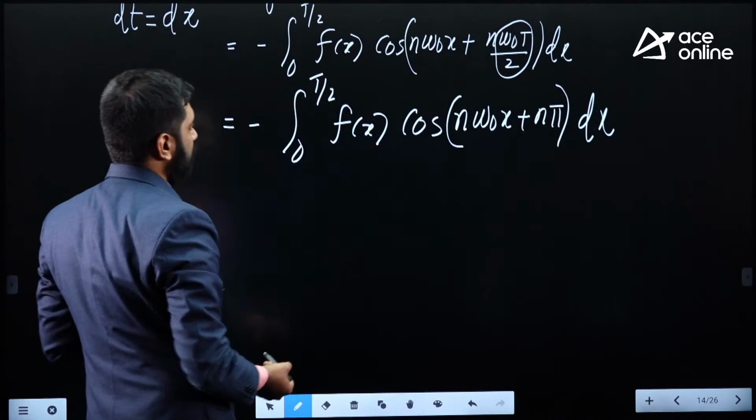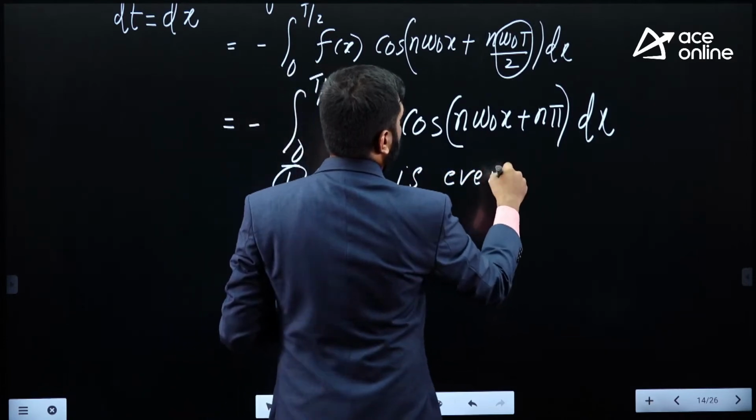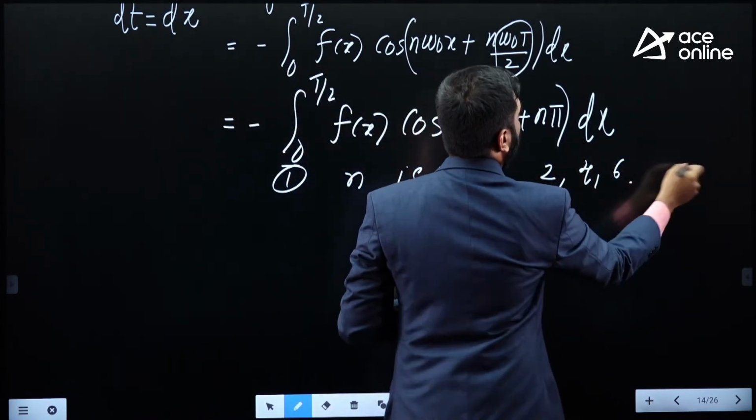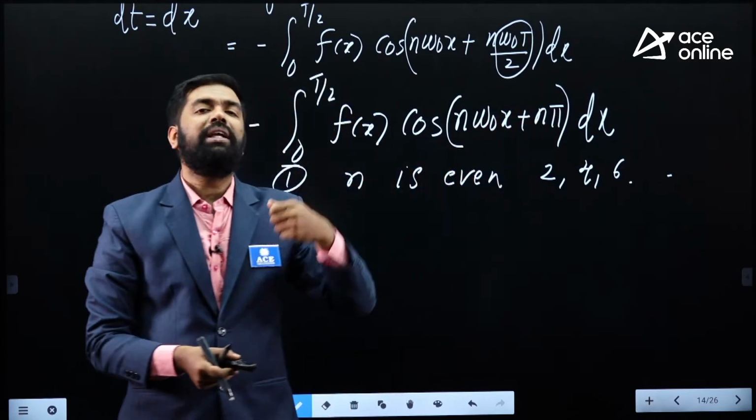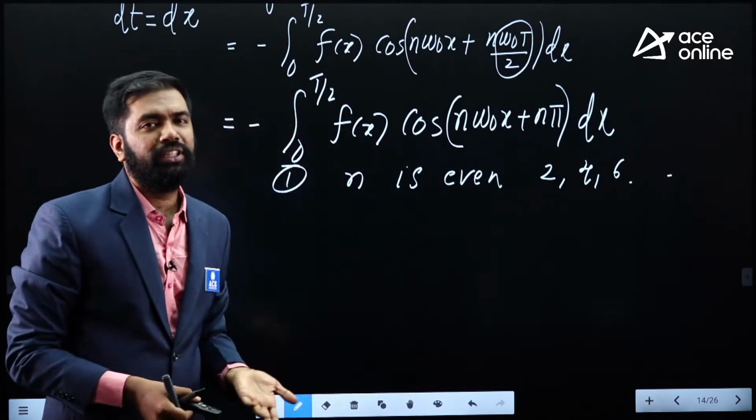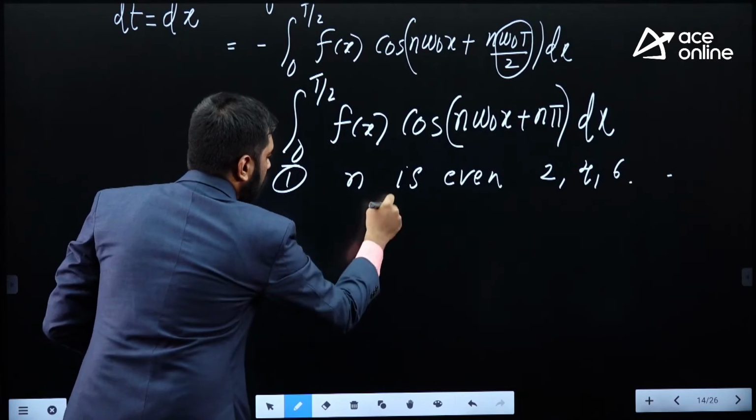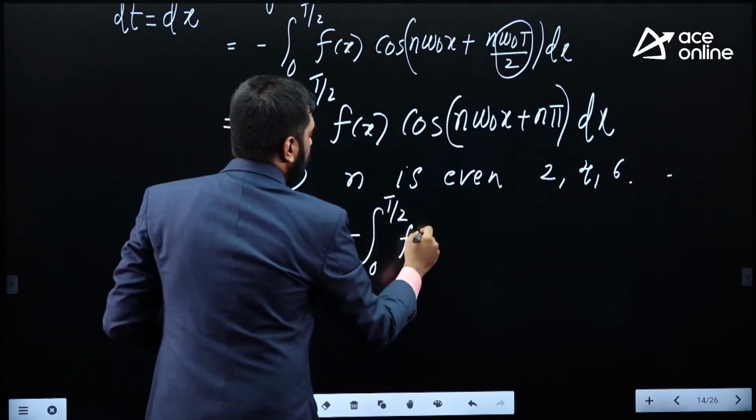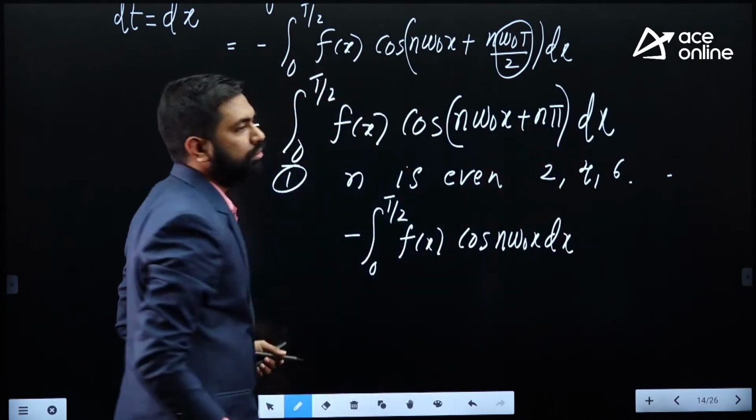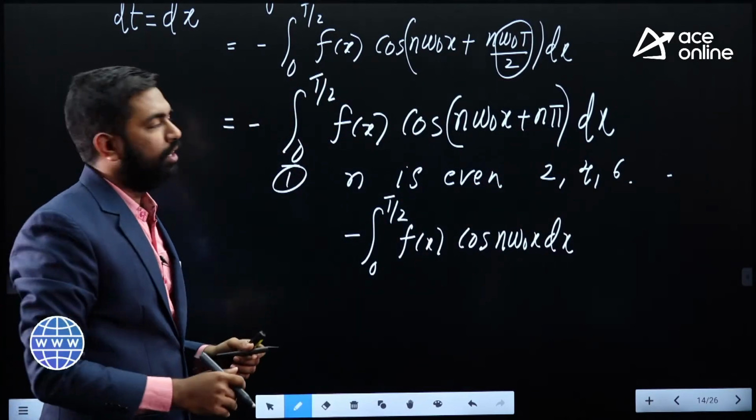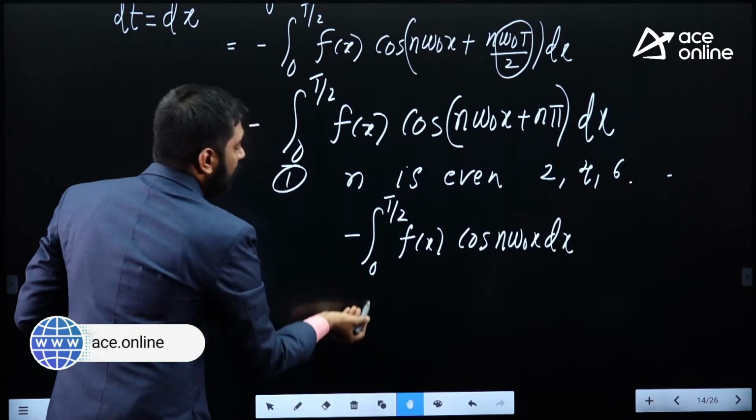If n is even, what happens? Case 1: n is even, like 2, 4, 6 and so on. When n is even, for example, if you substitute 2 here, it's like 2 pi, cos 2 pi plus theta. What is cos 2 pi plus theta? It's simply cos theta. So let's write like this: 0 to t by 2, and don't forget about this minus, f of x cos n omega naught x dx. Suppose you take 4, cos 4 pi plus theta is also cos theta. So when n is even, this is simply cos n omega naught x, and there is a minus sign, and the limits are 0 to t by 2.